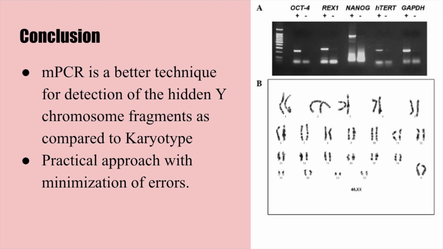So in conclusion, it could be determined that MPCR is a better technique for the detection of the hidden Y, as the gel electrophoresis indicates that a patient could, compared to a healthy male individual, have the same genes exhibited, while karyotype cannot show the hidden Y component. And it is also determined that MPCR is a practical approach with minimization of errors.